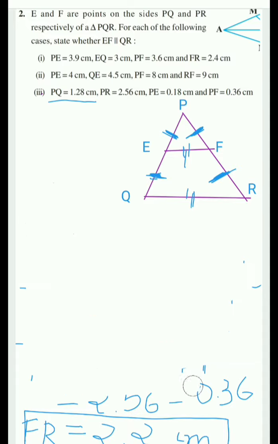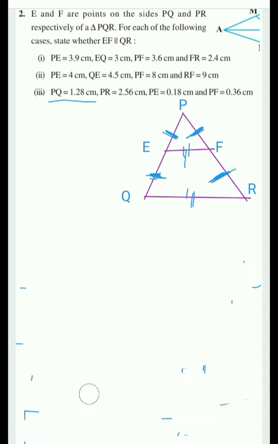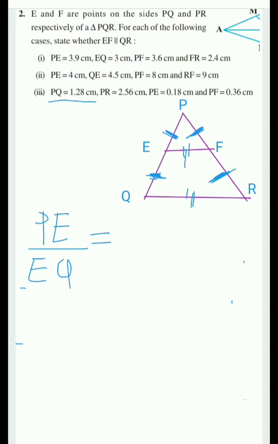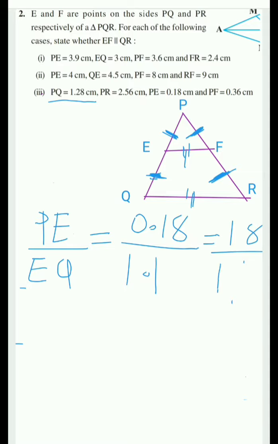As you know the value of EQ and the value of FR, now we can write that if we are finding PE upon EQ, that will be equal to, from the question, 0.18, and EQ we just found, that is 1.1. If we remove the decimal point, it will become 18 upon 110. We will keep this as it is.